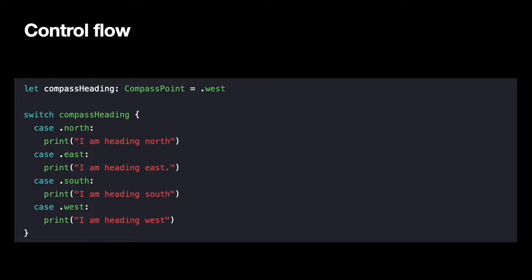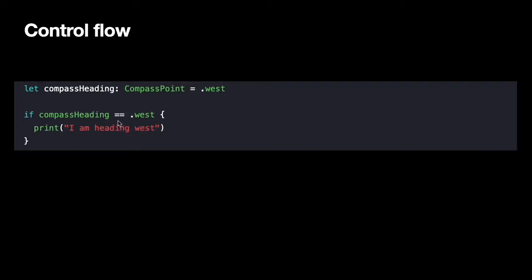We can use the equality operator, ==, to determine if the compassHeading is a particular value. In this case, we are testing if compassHeading is equal to .west. Because compassHeading is of type CompassPoint, the compiler knows we mean that the value is CompassPoint.west. In this case, that would evaluate to the Boolean true, and we would execute "I am heading west."